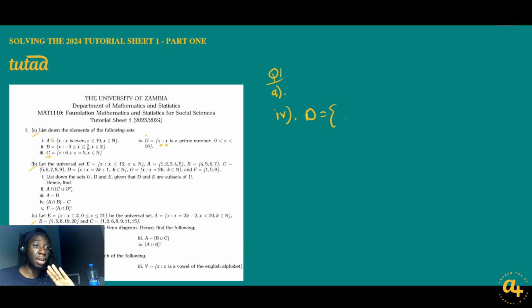The first prime number that is obviously greater than 0 is 2, and then the next prime number is going to be 3, the next is going to be 5, and finally the last prime number before 10 is 7. Therefore, our prime numbers are 2, 3, 5, 7, and these prime numbers make up the set D. By doing this, we've listed down all the elements in the set D based on the description that we've been given right here. Okay, so we're done with part A of question 1. We're now going to move on to part B of question 1.